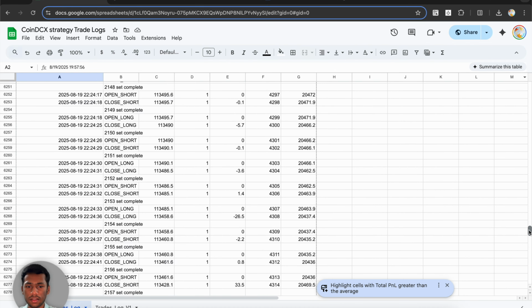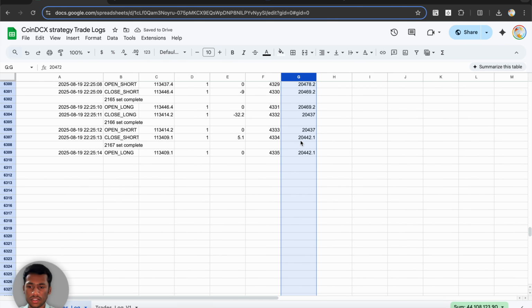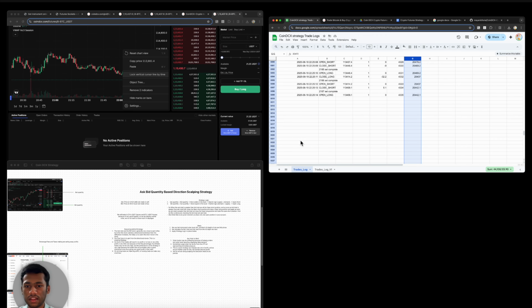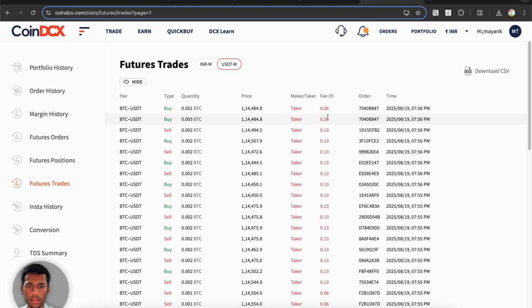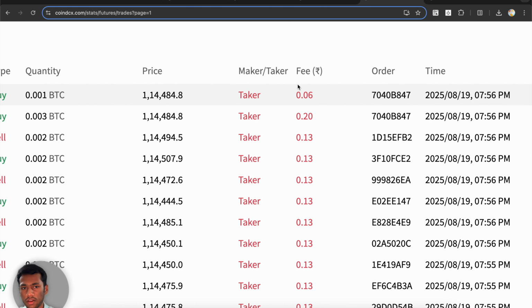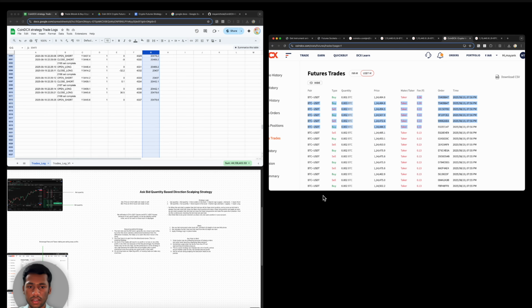This is the PNL in the G column, but this is excluding the brokerage and charges, and because of the brokerage and charges, it becomes very difficult to make a substantial amount of money with this strategy. I'll show you why. This is my futures trades log, the trades that I have taken, and the fees are so high on every trade that most of our profit is going into fees. So indirectly we are not making anything substantial here.